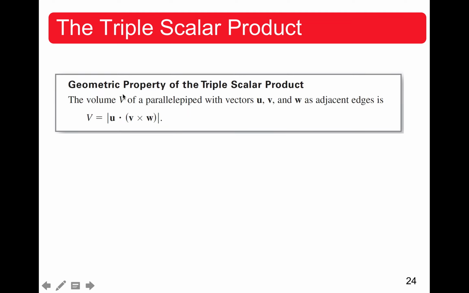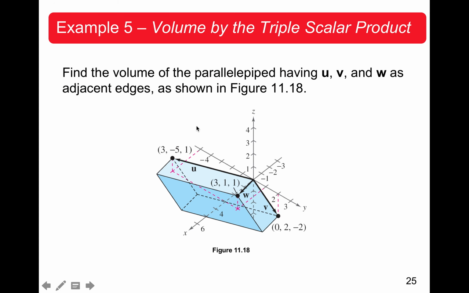Okay, so the volume is going to be the absolute value of, again, the dot product of u with the cross product of v cross w. So here's our last example. We're going to find the volume of the parallelepiped that we see right here, having u, v, and w as adjacent edges. You can see that each of these vectors has its starting point at 0, 0, 0.